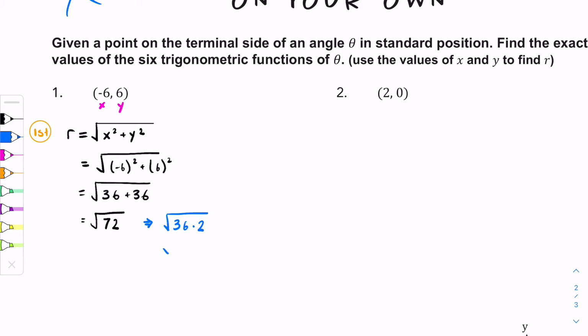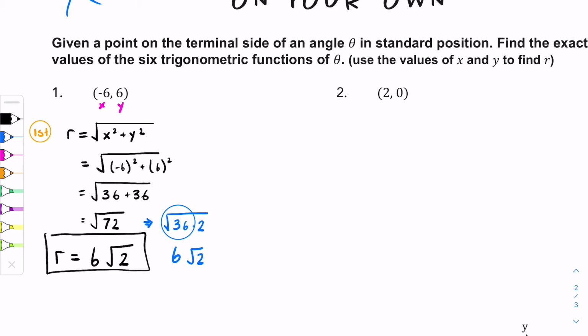The square root of 36 is 6. Left over is the square root of 2. That is your r value. So the square root of 72 is not a perfect whole number, but we can simplify it to 6 times the square root of 2, which is what we need to do.